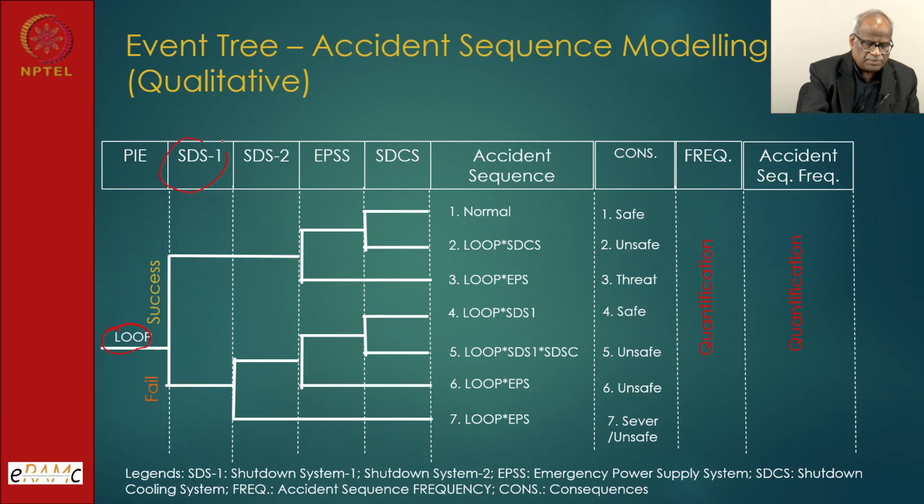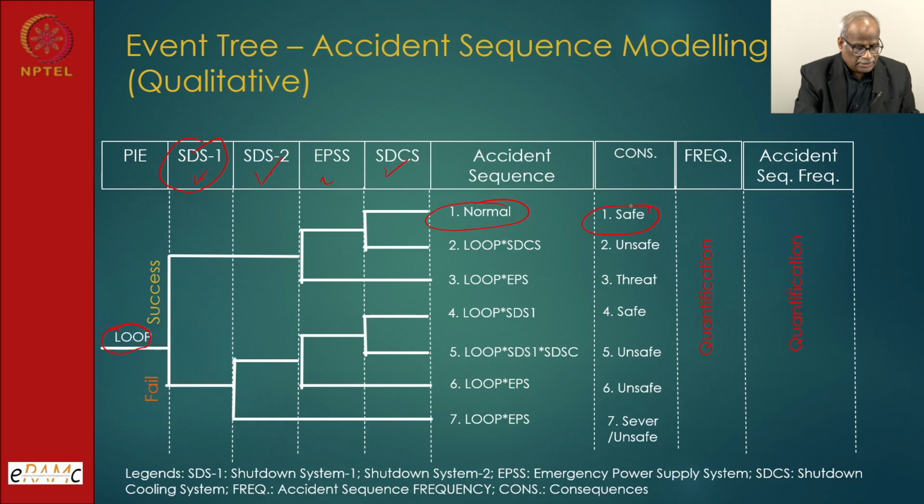Here, when I say LOOP, loss of offsite power, the initiating event has occurred. For shutdown there are two systems, see the kind of redundancies built into the system: shutdown system 1 and shutdown system 2. If one comes, it's okay, otherwise the other will come and take care of safety. So success is on top and failure is towards the bottom. Loss of offsite power occurs, shutdown system 1 has successfully activated, so it goes on top. Emergency power supply system is activated, again it goes top. Shutdown cooling system has got activated, so we are safe. So the consequences are safe.